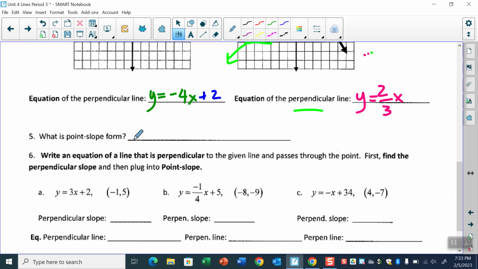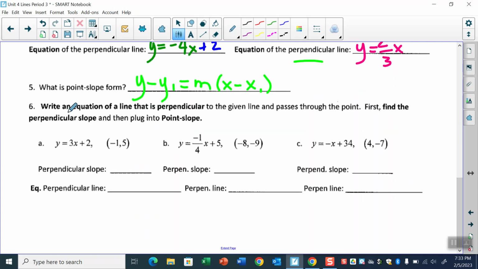All right, so what is point slope form? That is y minus y, and then you have the slope, and then you have x minus x, right? All right, so write an equation of a line that is perpendicular to the given line and passes through the point. Find the perpendicular slope and then use point slope form. So here my slope is 3 over 1. So the perpendicular is going to be negative 1 over 3, the opposite reciprocal.